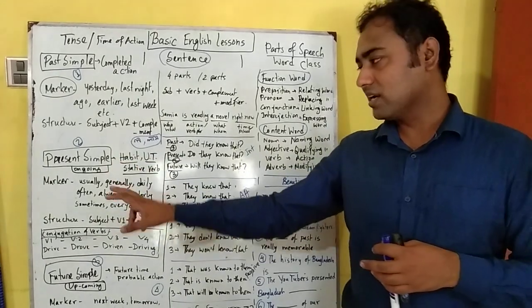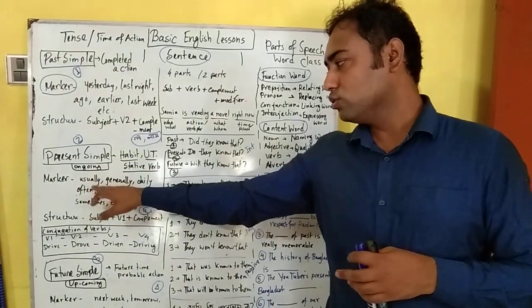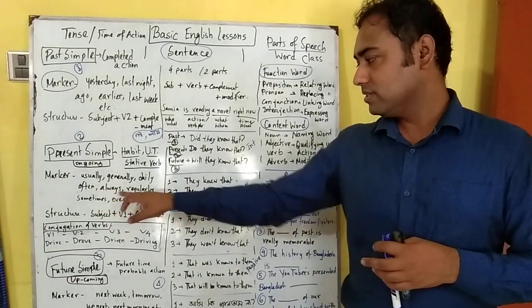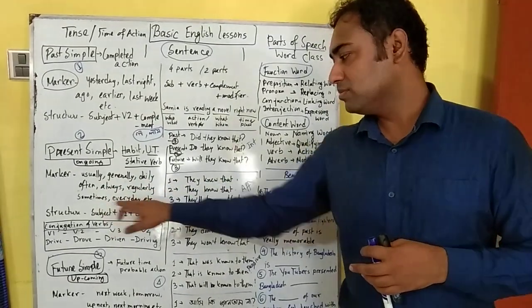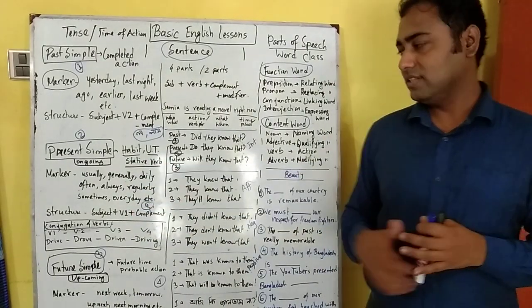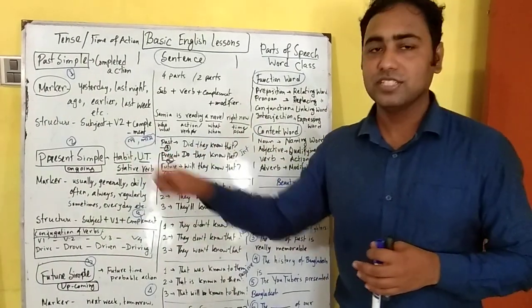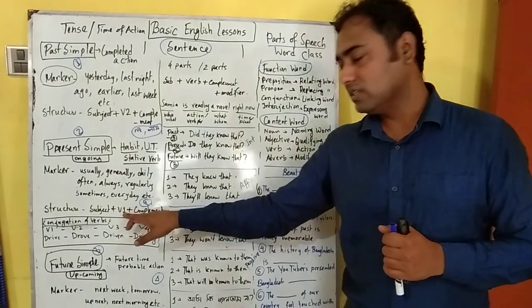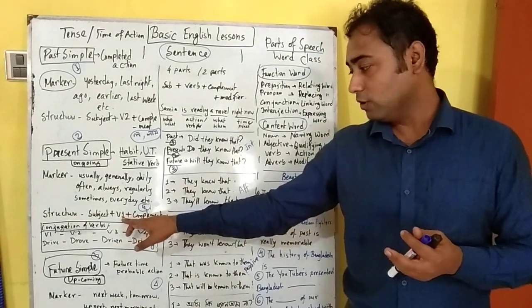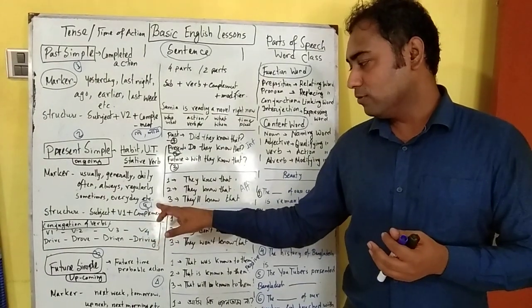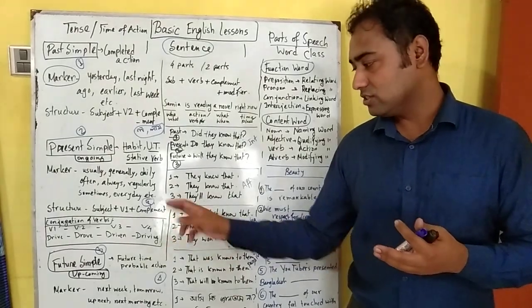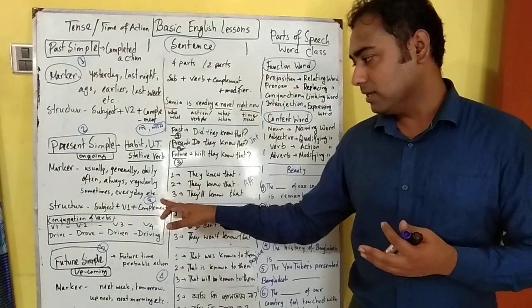And if you look at the present tense markers, usually, generally, daily, often, always, regularly, sometimes, every day, these are the markers. It means that these will tell you that this is present simple tense. And if you look at the structure, subject plus verb 1, that is verb in present form, the base form, and the complement. And you'll find 'chi', 'cho', 'he', 'ey' something like this in Bangla.